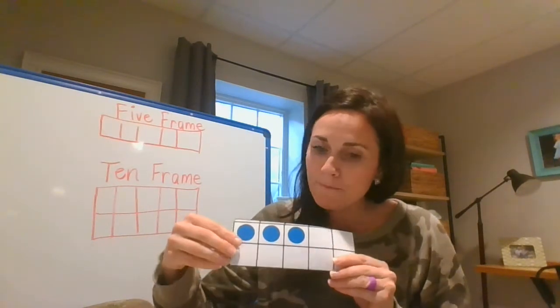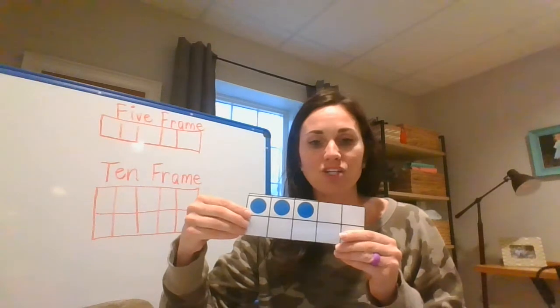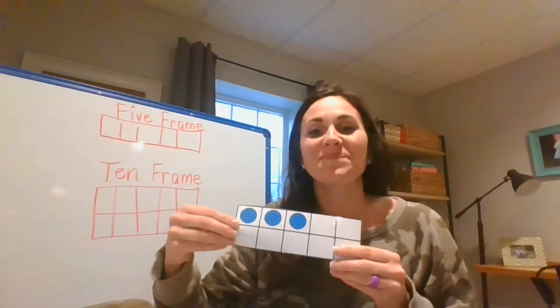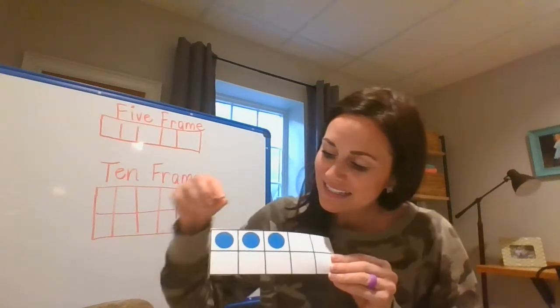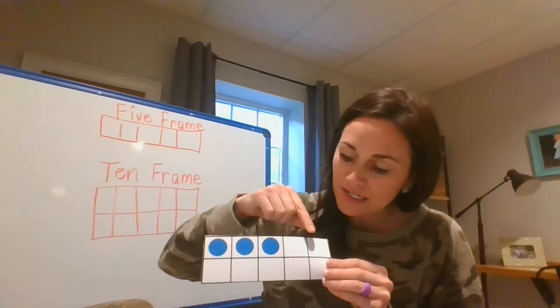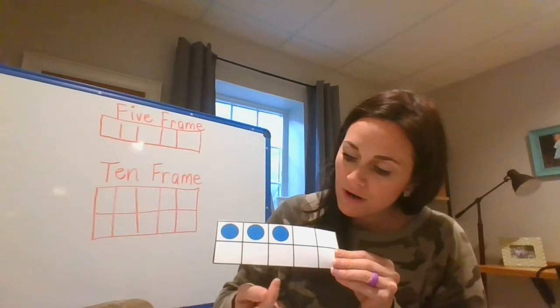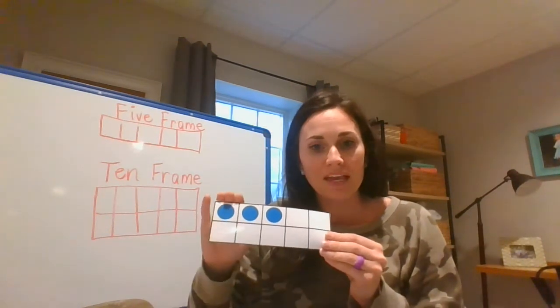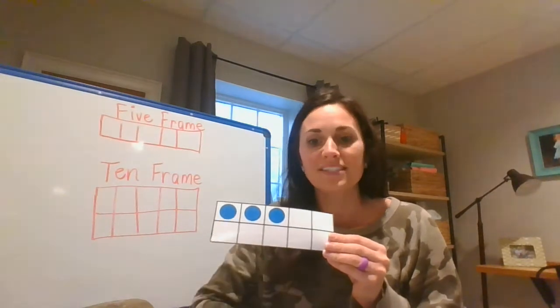We have 2 more. How many is this? Try to do it without counting. Just do it with your eyeballs. See if you know it. How many? 3. And you're right. So we have how many missing? 1, 2, 3, 4, 5, 6, 7. Nice work. So 3 plus 7 equals 10.